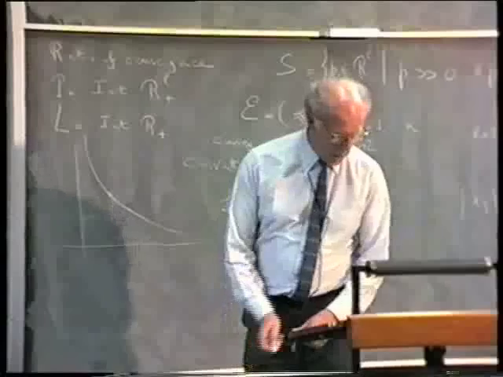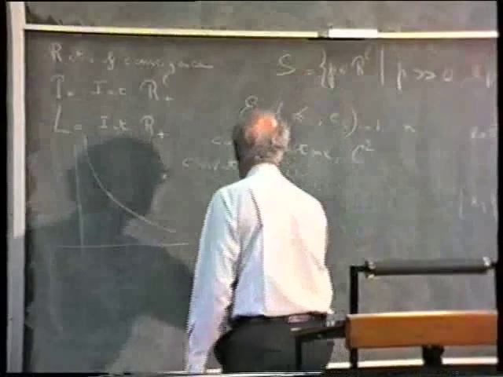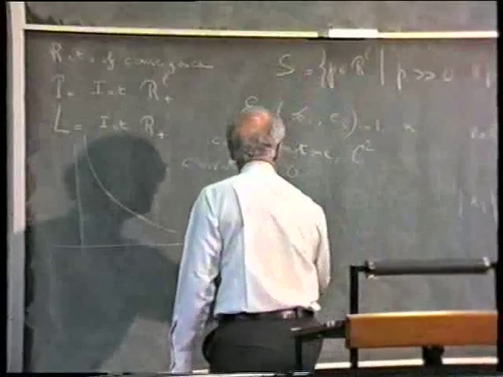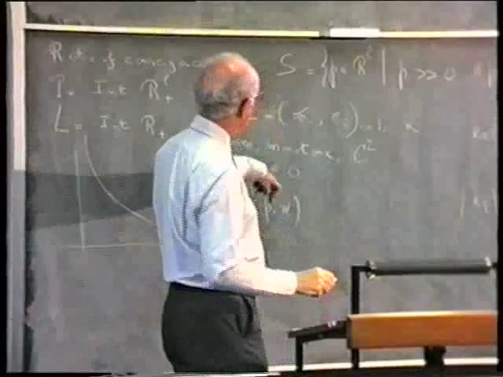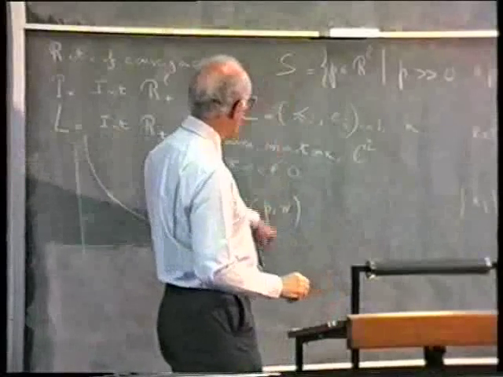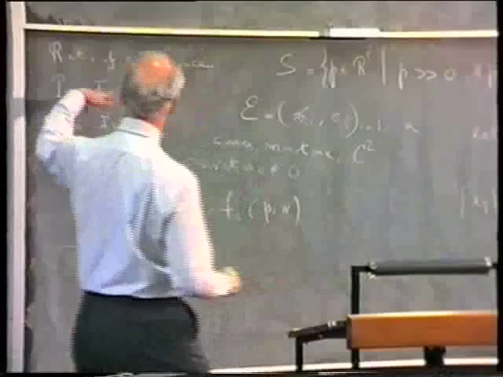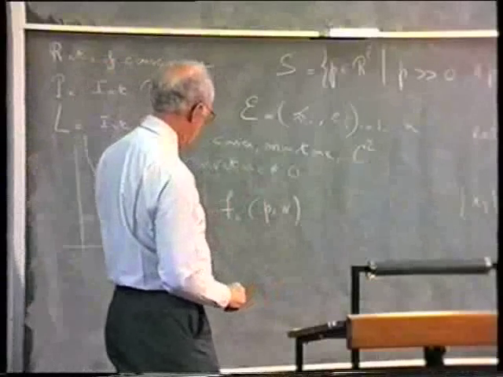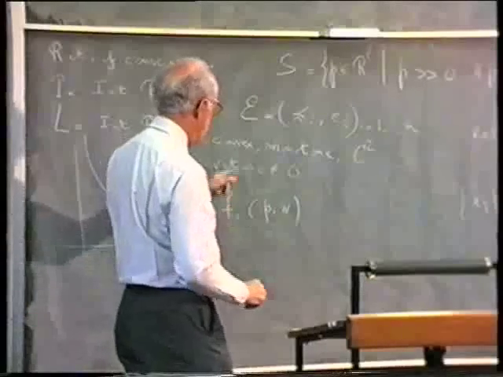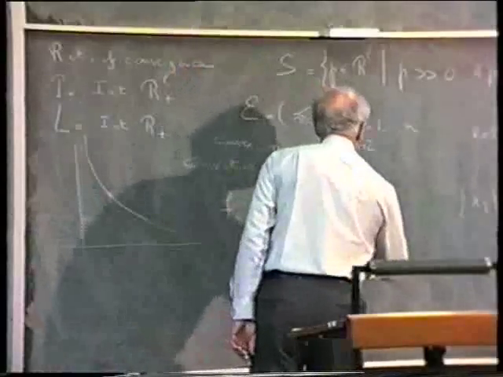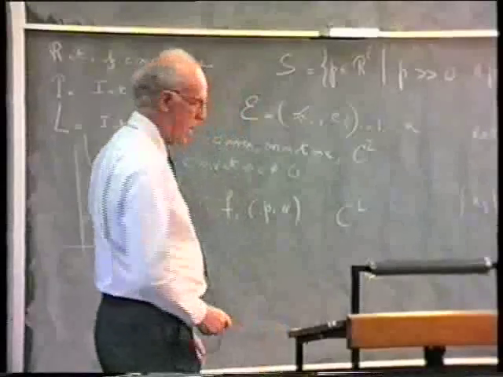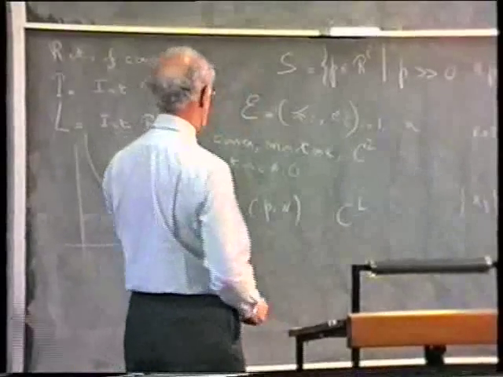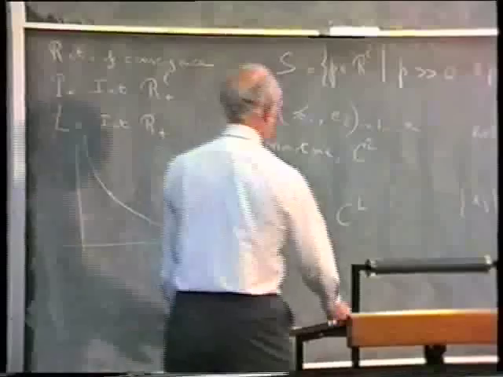agent, and I will use a subscript, f_i of p and w, where p is a price vector in R^L, and w is a real number. Well, that is the demand for that ith agent, and that is of class C1, continuously differentiable, as a consequence of all the assumptions that we have made.